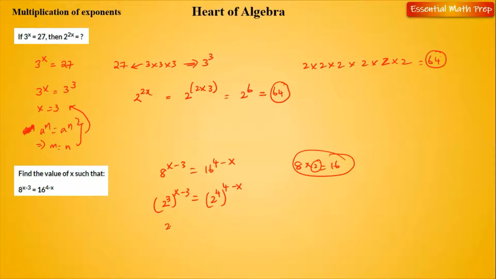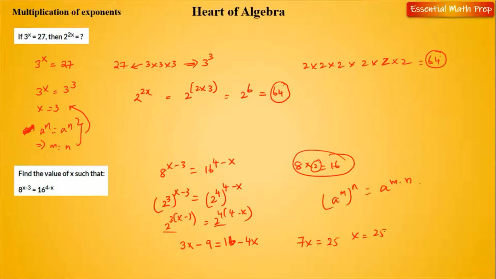So that means 2 power 3 raised to the power x minus 3 equals 2 power 4 raised to the power 4 minus x. This is nothing but a power m raised to the power n equals a power m times n. So that means the bases are common. So 3x minus 9 equals 16 minus 4x. I just jumped a step, okay? So that'll be 7x equals, I think it's 25. So x equals 25 over 3. I remember very well, this is how this problem wanted the answer. It didn't want you to solve it any further. It just wants you to leave it as a ratio, right?